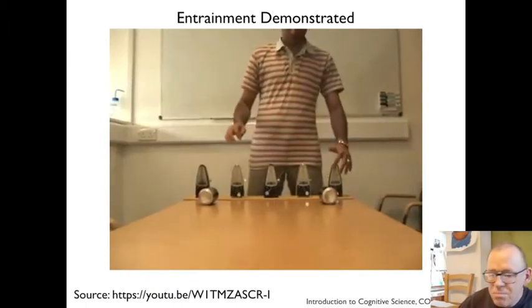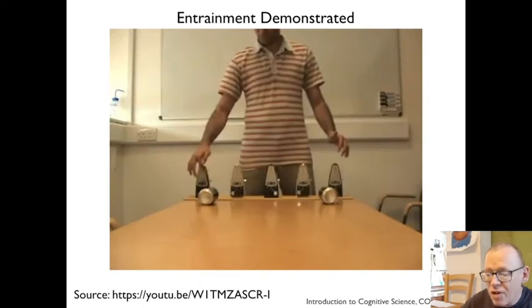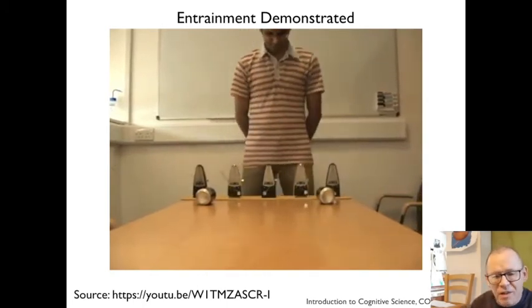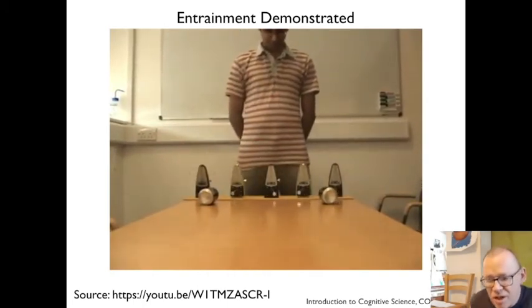Each of these metronomes is an oscillator. There's 5 of them, and they have different, slightly different intrinsic frequencies, so they're currently independent.